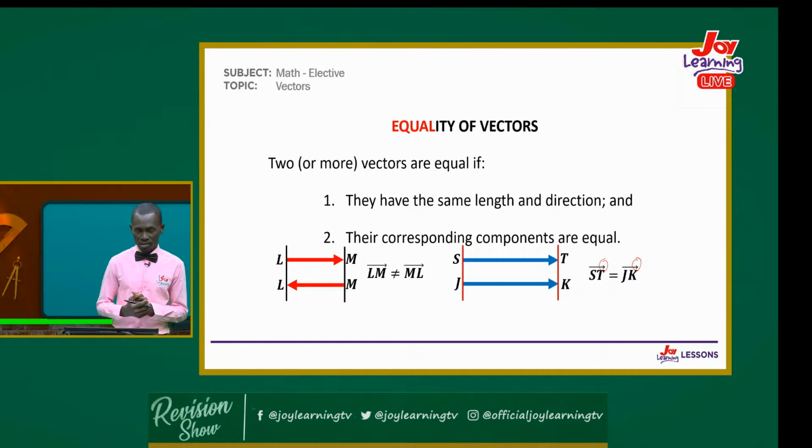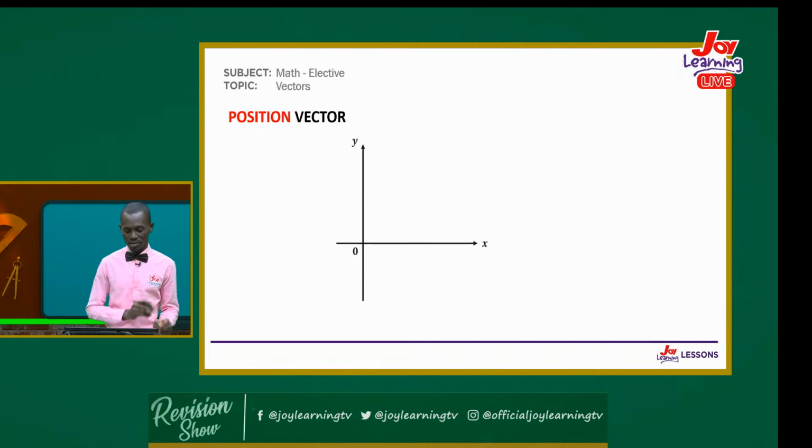So when two vectors have the same magnitude or the same length or modulus, but they point in different directions or have opposite signs, they are not equal. They may have the same magnitude, but they are not of the same direction. All right, position vectors.